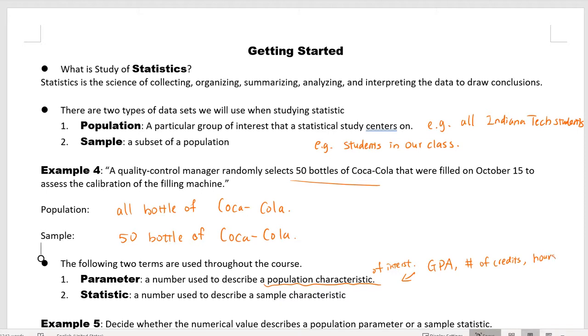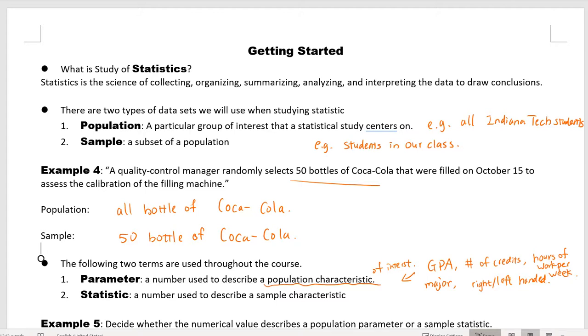So some of you are doing the part-time job, so hours of work per week, or your major, or whether you are left-handed or right-handed. Okay, so it's not necessarily just numbers, it could be other information.